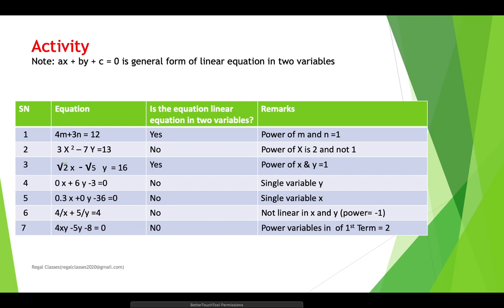0x + 6y - 3 = 0: no, it is a single variable in y. 0.3 + 0y - 36 is not an equation of two variables; it is a single variable in x. 4/x + 5/y = 4 is not a linear equation because the power of x and y in both cases is -1. 4xy - 5y - 8 is also not a linear equation because the power of the variables in the first term is equal to 2.